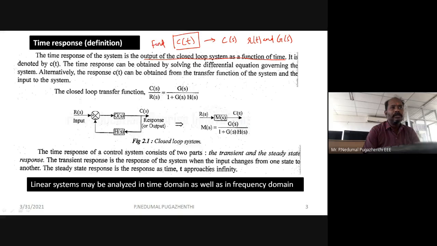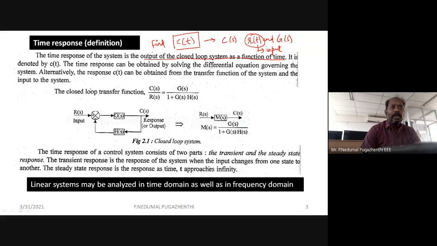How a system will respond if a particular input is provided. R of t is your input. So, to know the output if a known input is provided and you know what the system is, that is what they mean: the output of the closed loop system as a function of time. It is denoted by C of t. The time response can be obtained by solving the differential equation governing the system.